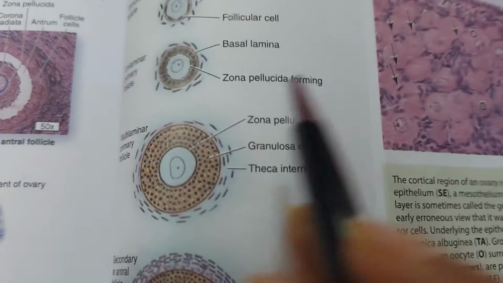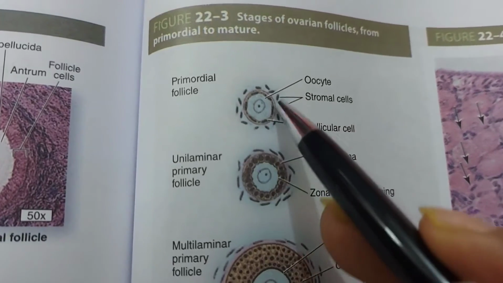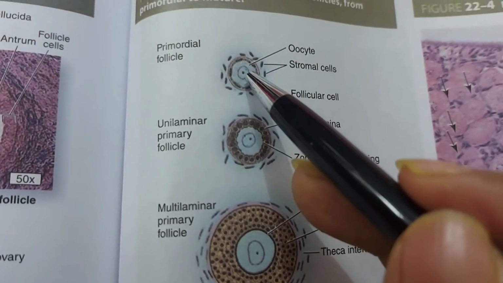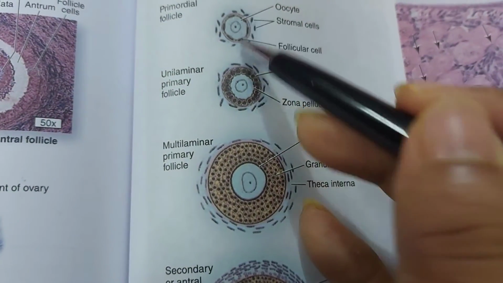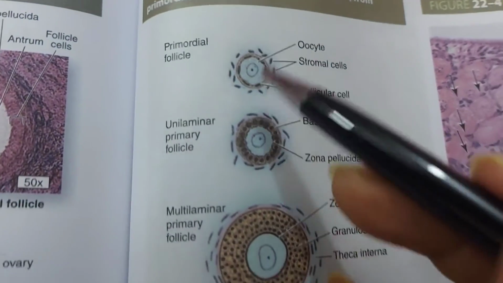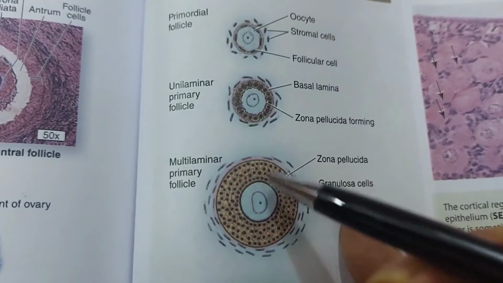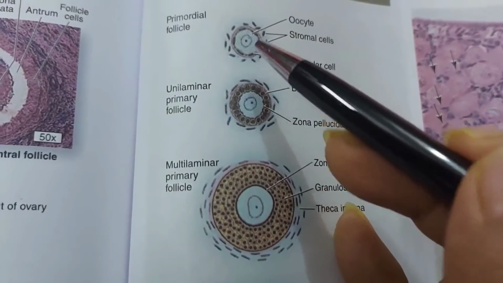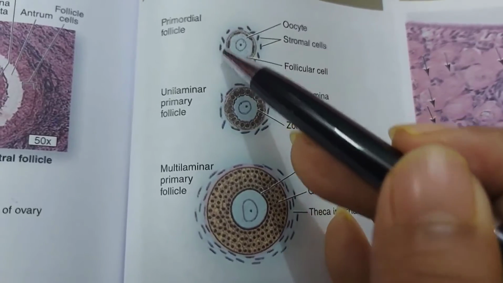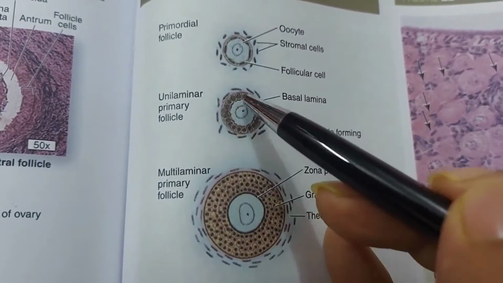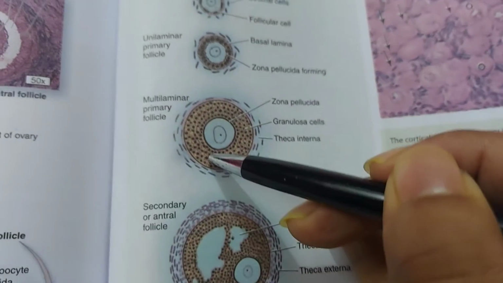Up to this is the primary follicle. That means there is the central oocyte surrounded by the follicular cell. All the journey from the primordial to the multilaminar primary follicle has the main characteristic that the central oocyte is surrounded by the follicular cell. The name of the follicular cell is different in different phases, but this is the primary follicle.